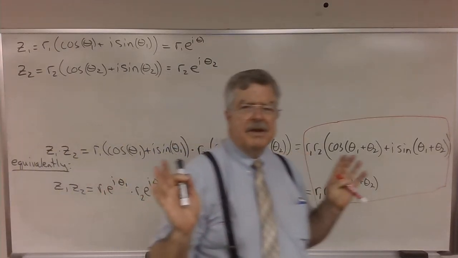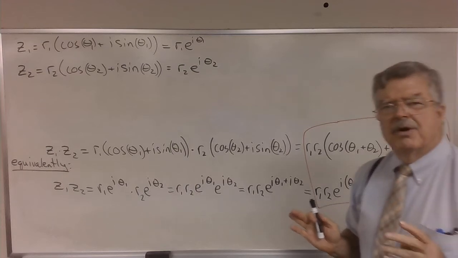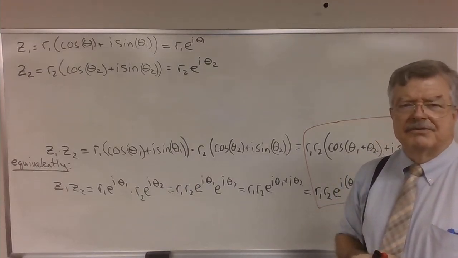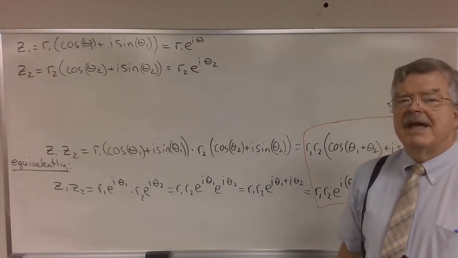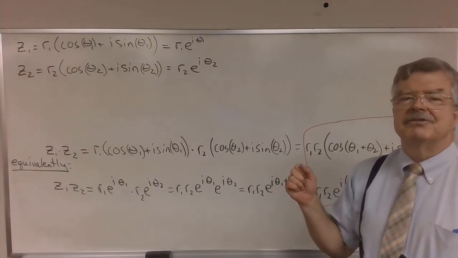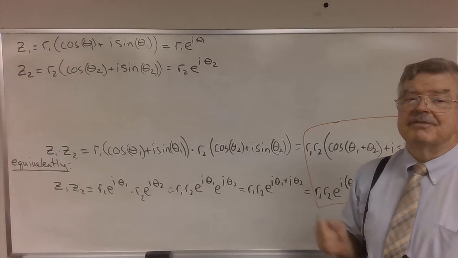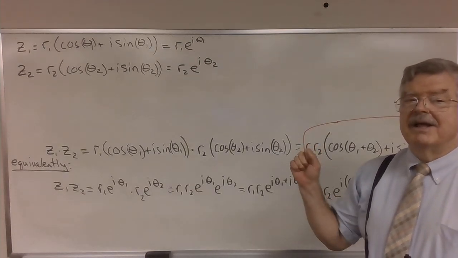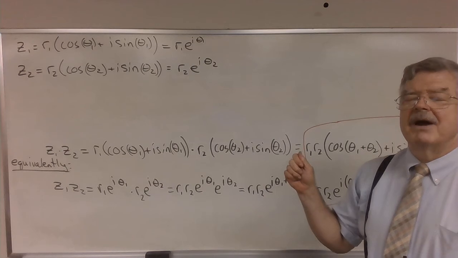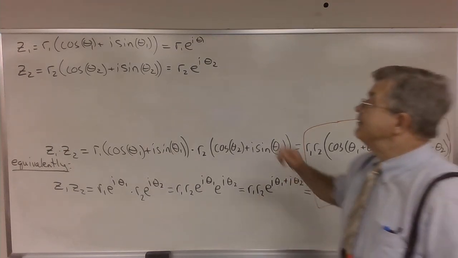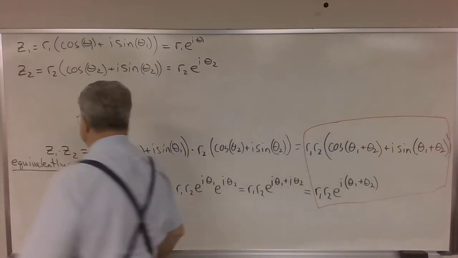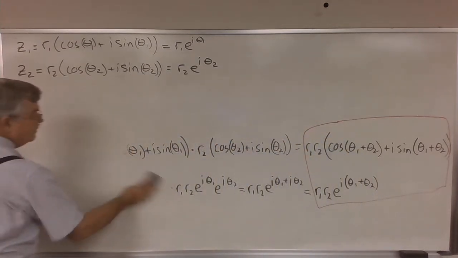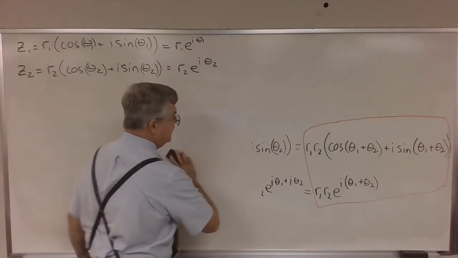And things should work out regardless of which form of notation we use. We should get the quotient of the moduli, multiplied times the cosine of the difference of the angles plus I times the sine of the difference of the angles, or the quotient of the moduli times e to the power of I times the first minus the second. Let's just do this and make sure we get exactly what we should get.